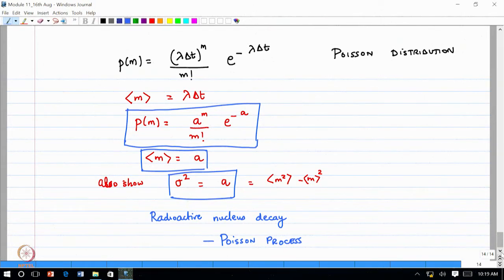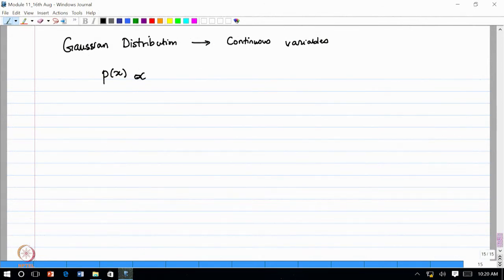Okay. Next distribution that is extremely popular is what is called a Gaussian distribution. And this is typically for continuous variables. Okay. So, here p of x is proportional to e to the minus x minus x 0 whole square divided by 2 sigma square. And what is this constant of proportionality?